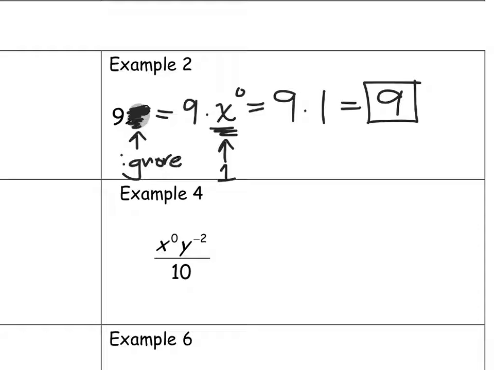Because we're going to just multiply by 1, and that's why I only have a 9 left. So that's an option too if you want to do that. I'm going to erase that.